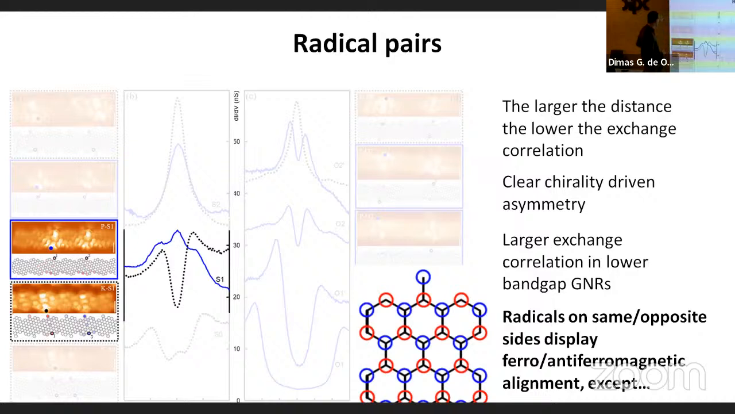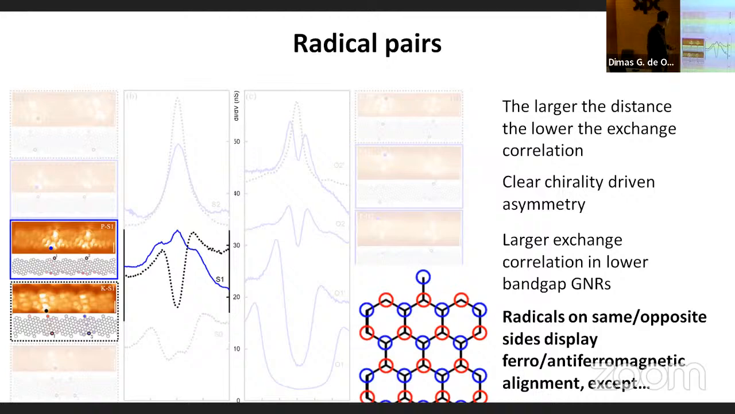Okay, what we see is that when we compare these two cases in which we have two defects with the same chirality, with defects on the same ribbon side, from fitting these spectra, we know that in this case our two spins are ferromagnetically aligned as expected, but in this case, they are antiferromagnetically aligned. And this is actually very surprising.